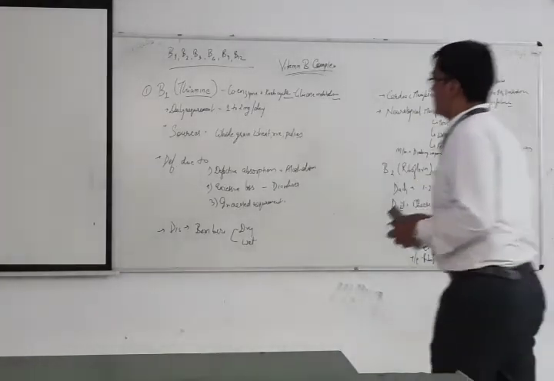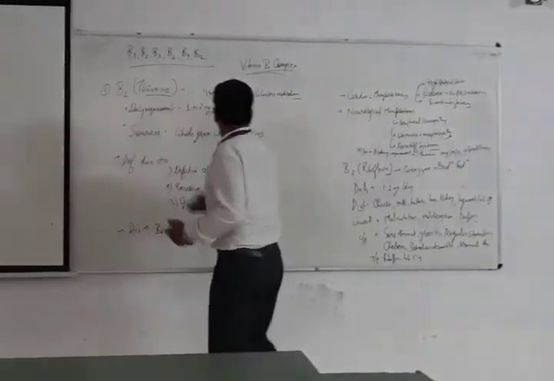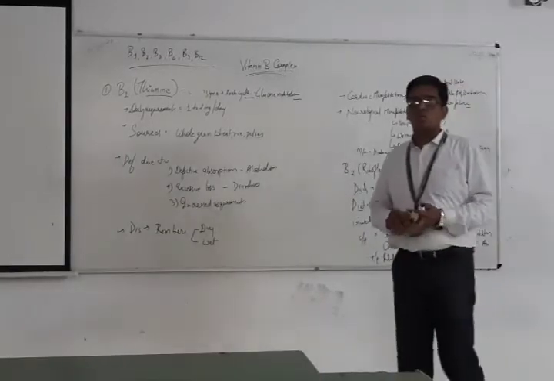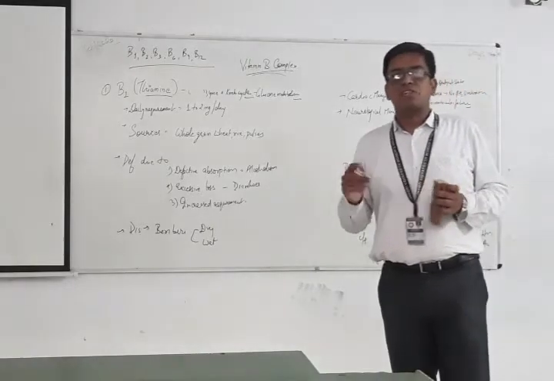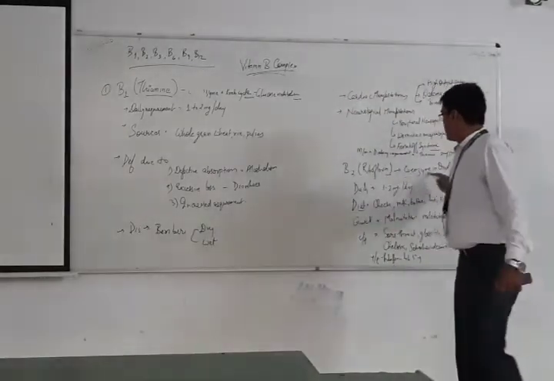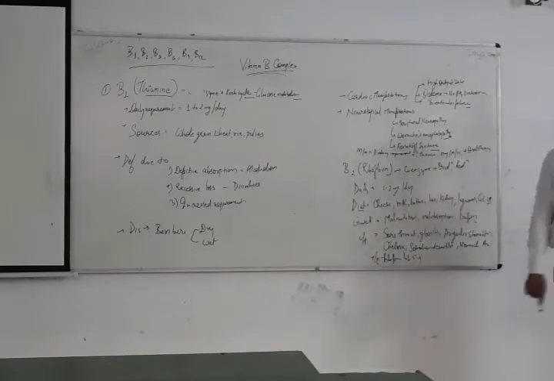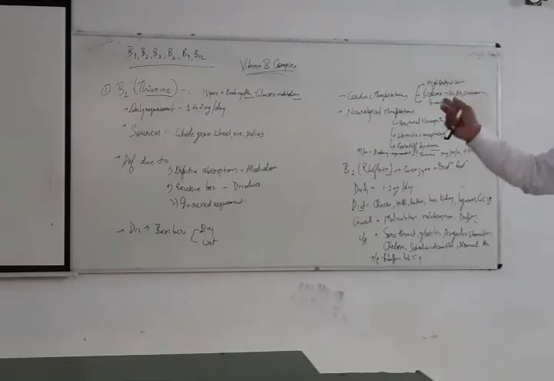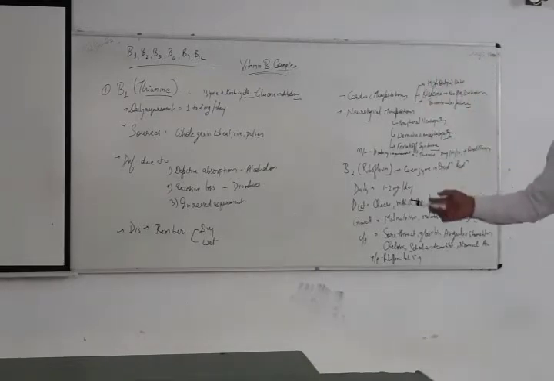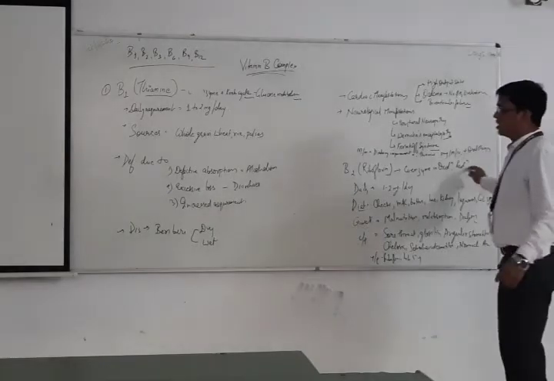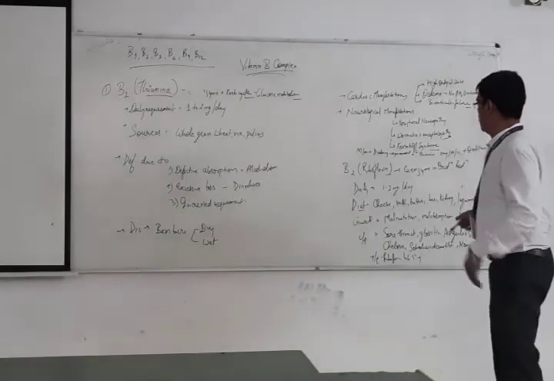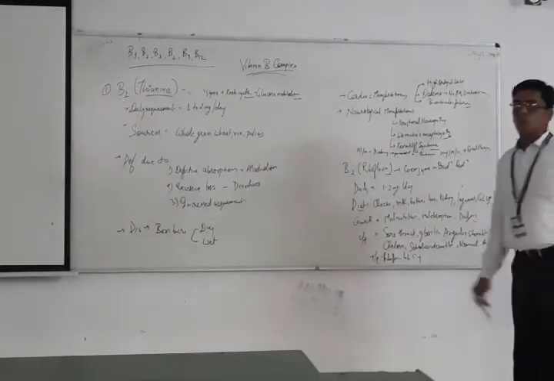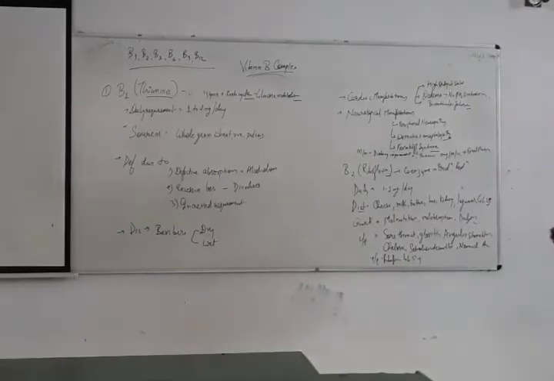Now we come to the second vitamin, vitamin B2. Vitamin B2 is also known as riboflavin. What is the function of vitamin B2? B2 is a coenzyme in the oxidation reduction cycle. So vitamin B1 was a coenzyme in the Krebs cycle, and B2 is responsible as a coenzyme in the oxidation reduction process. What is the daily requirement for riboflavin? It is required in a very small quantity, 1 to 2 milligram per day.